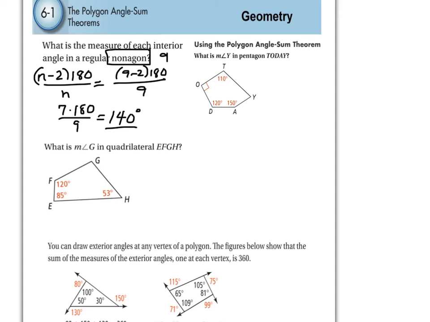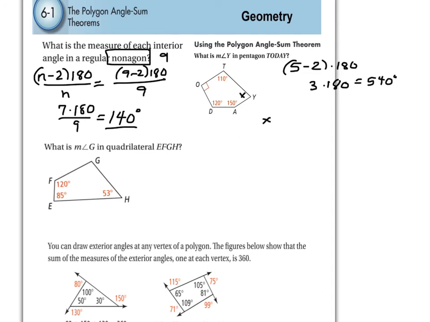Okay, so let's take a look here at these last 2 examples. The second example here. What is the measure of angle Y in pentagon TODAY? Well, we don't know what that is. We're going to make that X. The first thing I need to do is figure out what the sum of the interior angles is. So I've got a 5-sided figure, subtract it by 2, times it by 180. So in this case, I've got 3 times 180, which is 540 degrees total. So all of these 5 angles have to add up to 540 degrees.